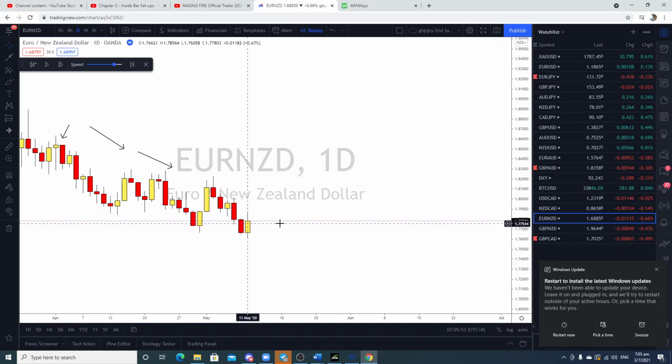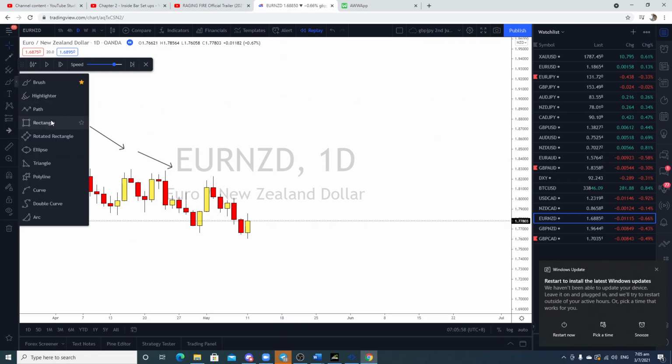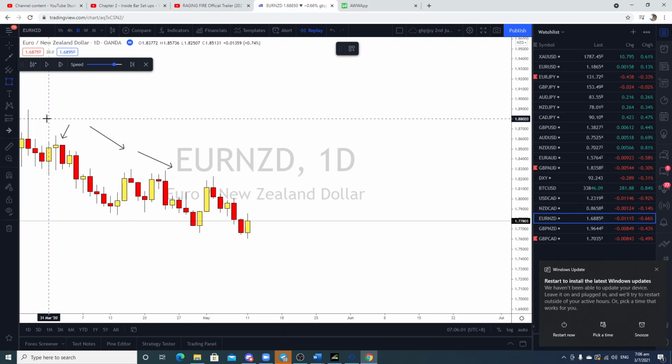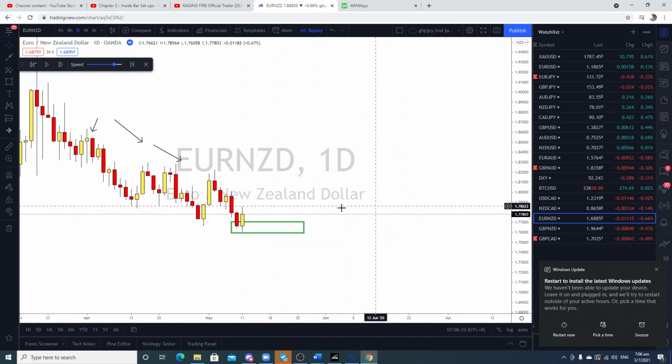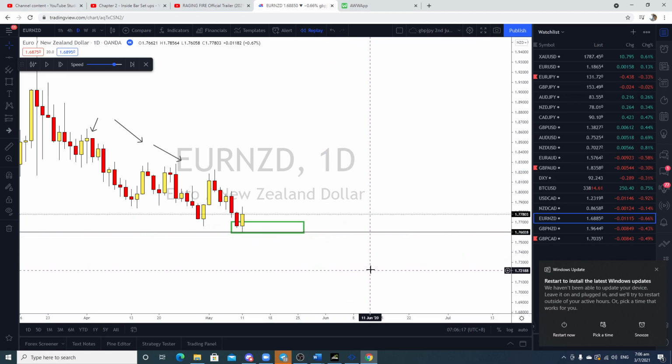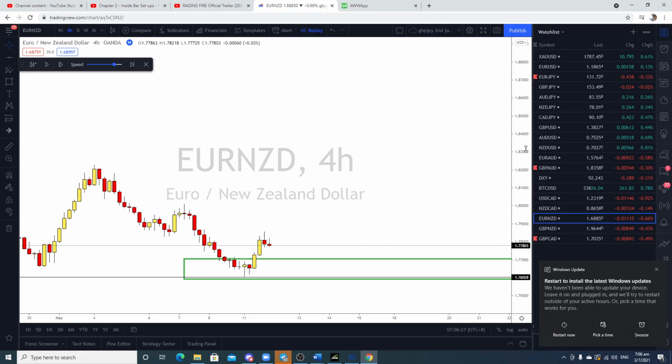What you can do is mark a zone and then look at the lower time frames for a price action signal so that you can enter this market to go long. Your stop loss will be below the bullish engulfing low, at 1.76028. So you have to go into the lower time frames in order to take the buy in this case.